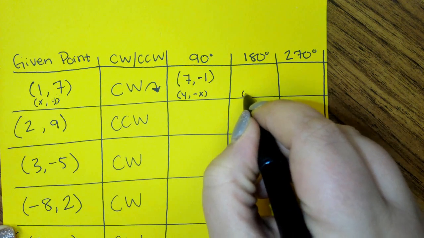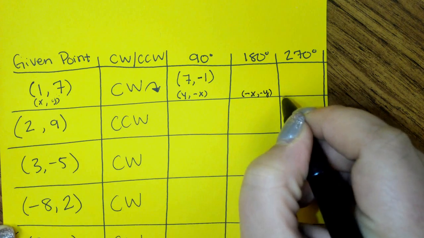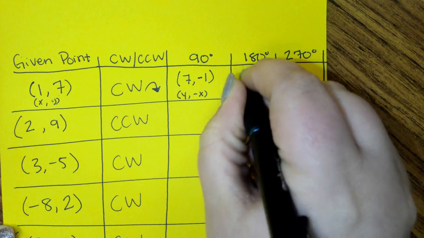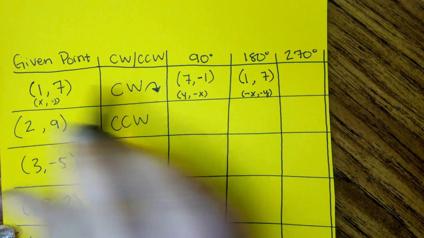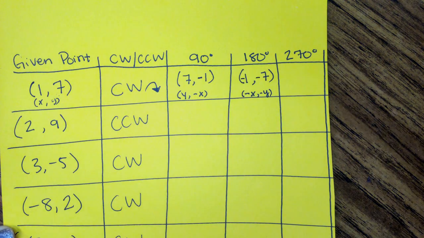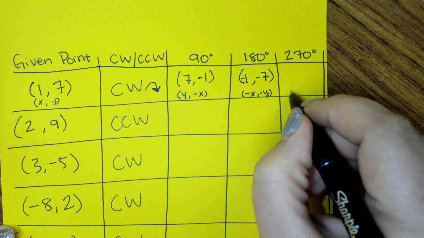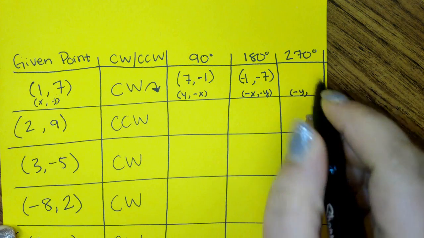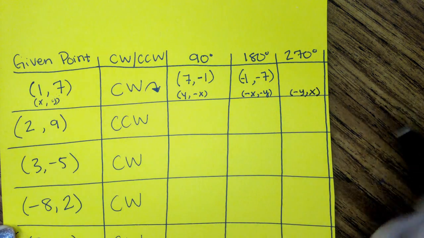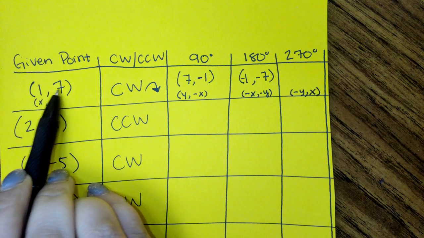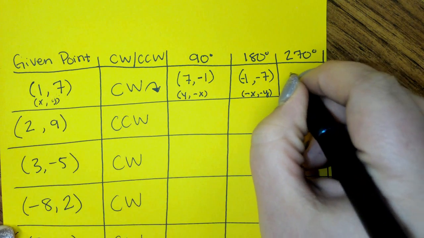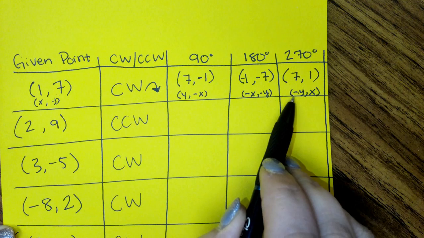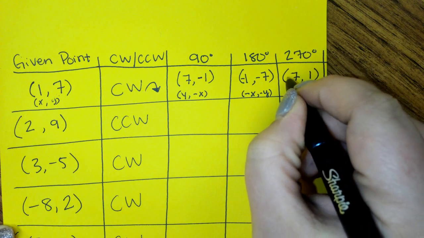180-degree rotations are all opposite x, opposite y. So our numbers stay in the same order, 1, 7, but we make them both opposite. So instead of positives, now they are negatives. For 270 degrees, switch the order of the coordinates, opposite y, make the new second thing, instead of negative, now it is positive. Okay. So we switch the order of the coordinates. Instead of 1, 7, we're back at 7, 1. And now I make the new first spot opposite. It is currently a positive 7, so I'll make it a negative 7.